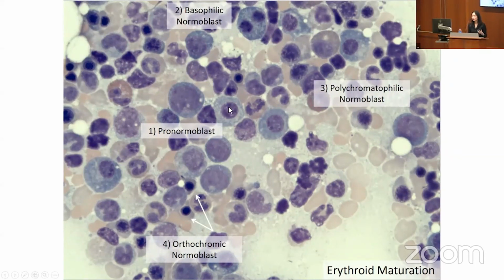For erythroid maturation, it starts out its life as a pronormoblast after it gets differentiated from a stem cell, and then it goes to basophilic normoblast. So it's basophilic, which is bluish. It goes to polychromatic normoblast, which is kind of grayish, and then orthochromic normoblast, and finally the red blood cell.